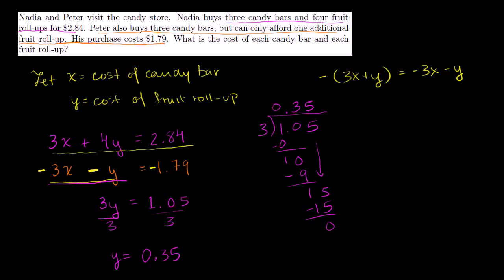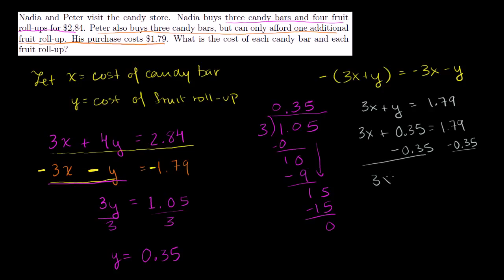Now we can substitute back into either of these equations to figure out the cost of a candy bar. So let's use this bottom equation right here, which was originally, before I multiplied it by negative 1, 3x plus y is equal to $1.79. So that means 3x plus the cost of a fruit roll-up, 0.35, is equal to $1.79. If we subtract 0.35 from both sides, what do we get? The left-hand side, you're just left with a 3x. These cancel out, is equal to $1.79 minus 35 cents.